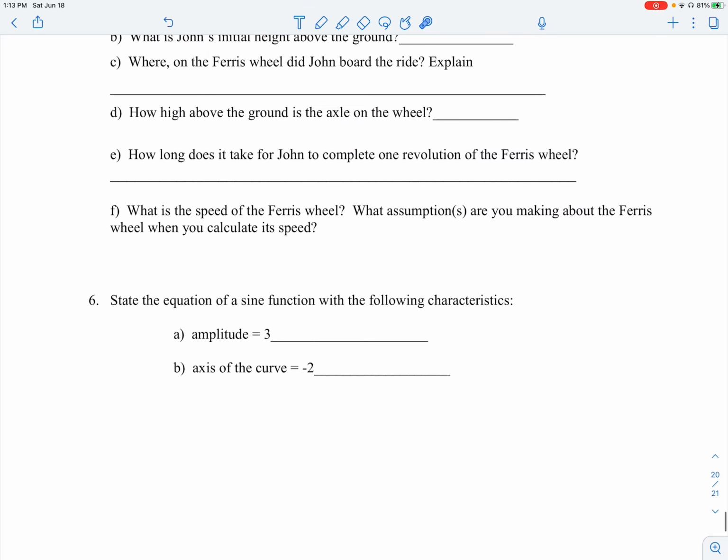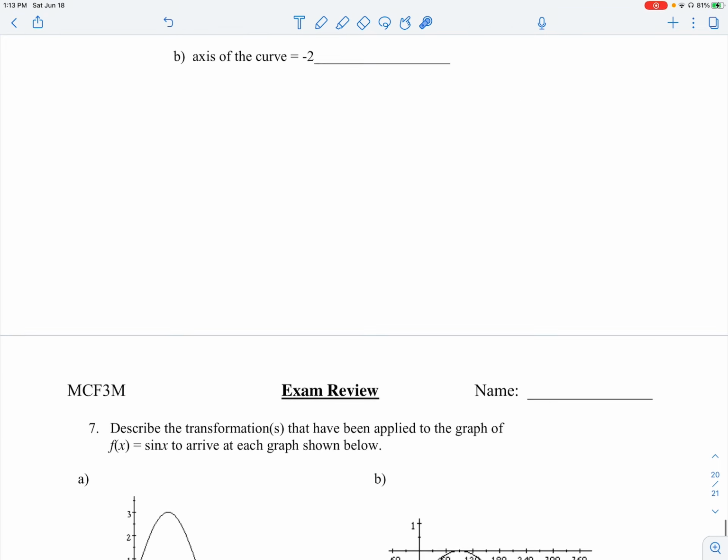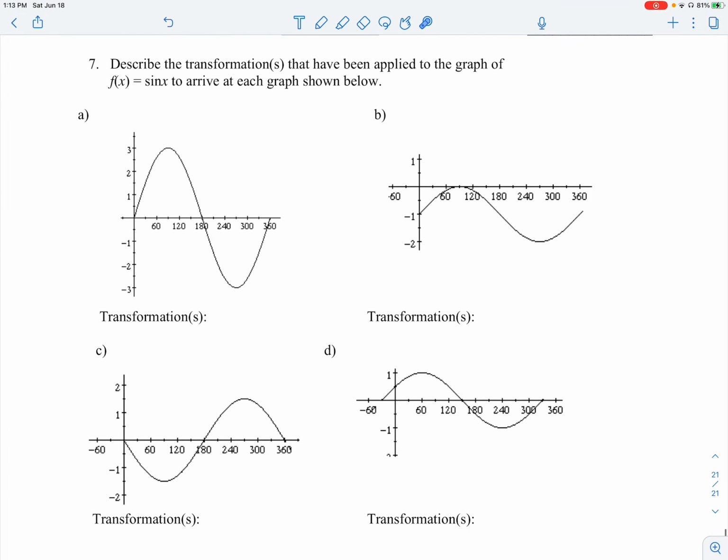We're going to skip number 5. Let's go on to number 7. So 7 is also important. Describe the transformations that have been applied to the graph of sine x to arrive at each of the following graphs shown below.